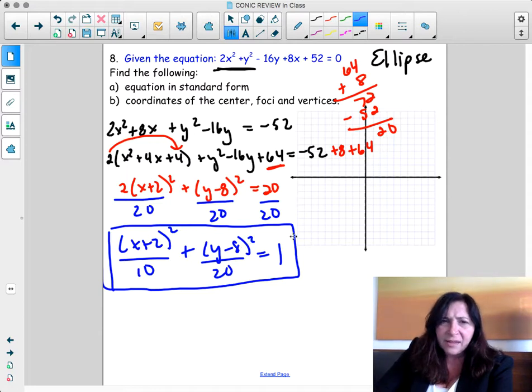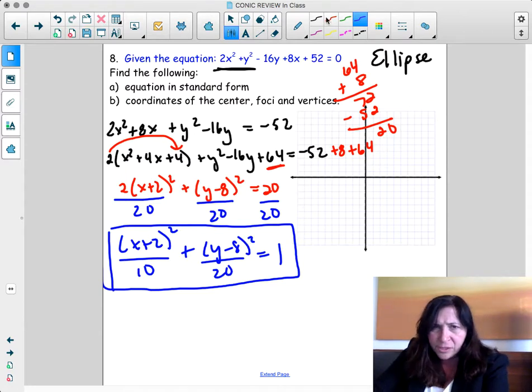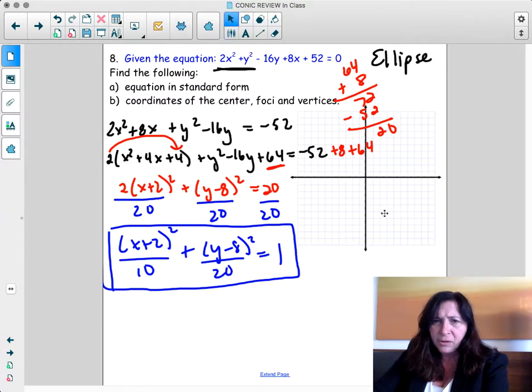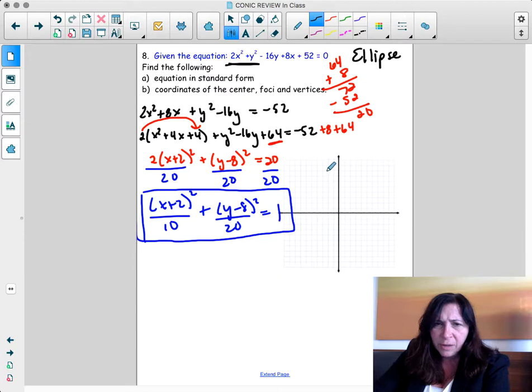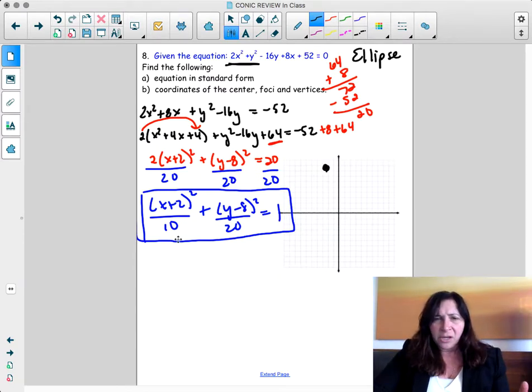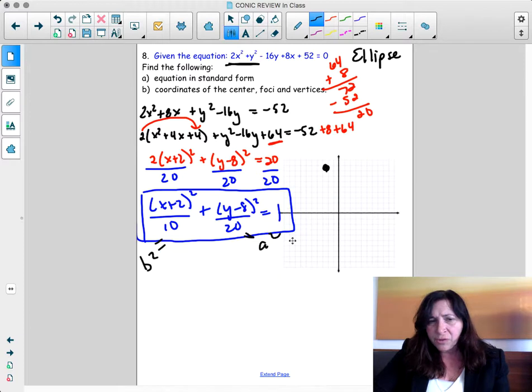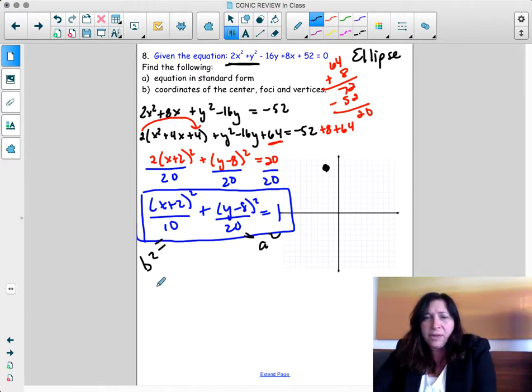It means that the center is going to be at -2, 8. So -2, up 8. Let me move this down a little bit. Okay, so if it's at -2, 8, that means over 2, up 8, there's my center. It means in the x direction, I'm going to go the square root of that value. Remember, this is my a squared. This is my b squared, because a is always greater than b.